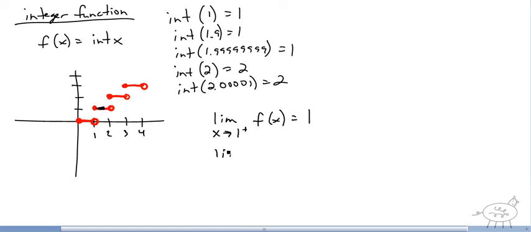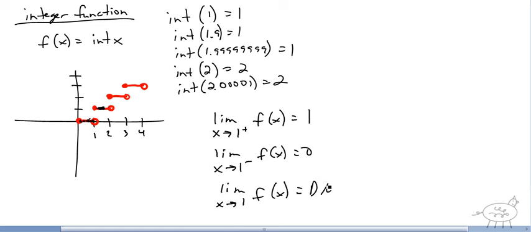Okay, what about the limit as x approaches 1 from the negative side? Well, here I am from the negative side. I'm at 0, right? So that's equal to 0. So the limit as x approaches 1, remember it's a two-sided limit, and they're not the same, so it does not exist.